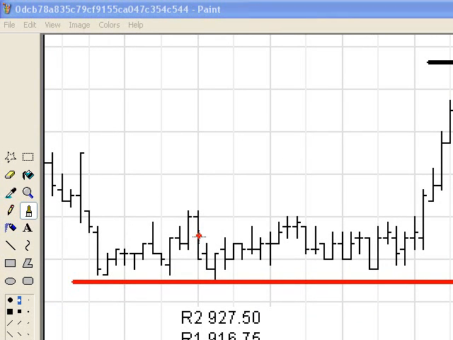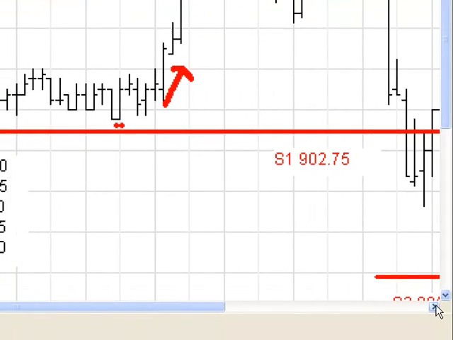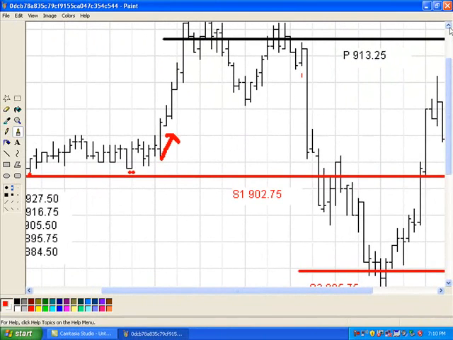Now, these are 15-minute bars. This is going all the way back to Monday evening. You can see that the market was trading in a small range, bouncing off the first level of support at 902.75, going all the way into early Tuesday morning. Then the market obviously broke out to the upside, going towards that pivot level of 913 and a quarter. We went above the pivot level.